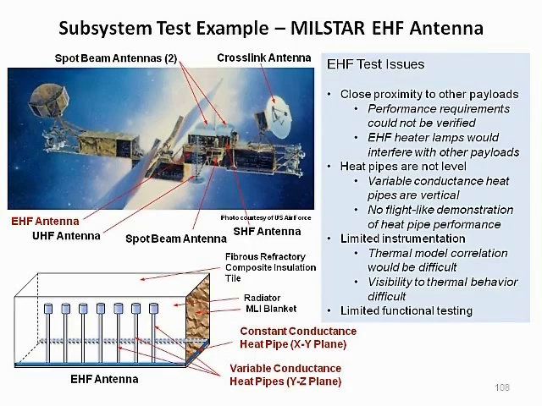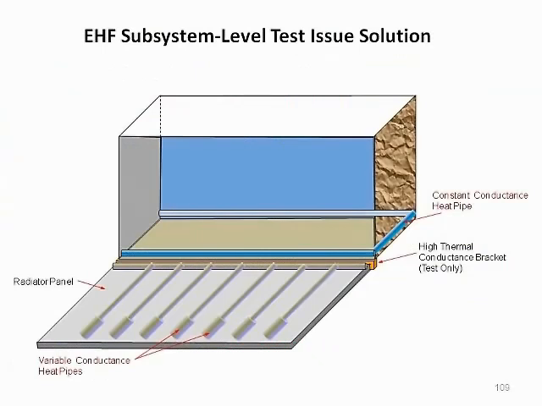Testing at the spacecraft level would be difficult because the required heating lamps would interfere with adjacent payloads, the heat pipes in the enclosure would not be level and would therefore not work properly, it would be difficult to install instrumentation that would be needed to correlate thermal math models, and there would be limited opportunities to do functional testing. A subsystem-level test provided a solution to these testing issues.